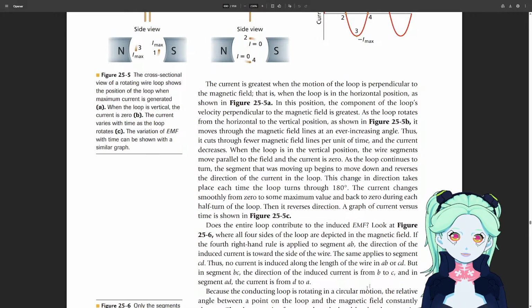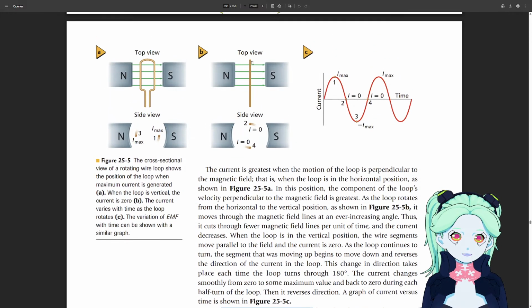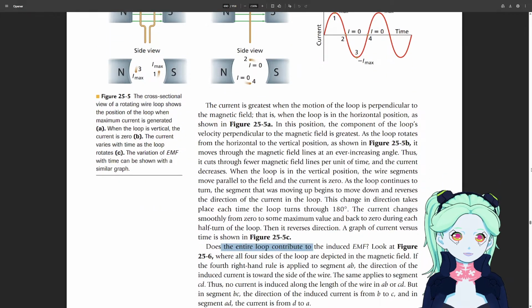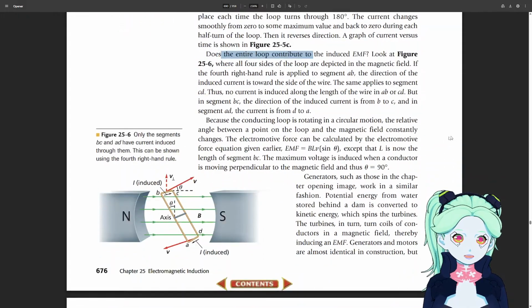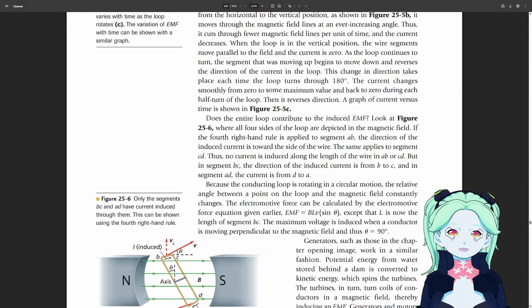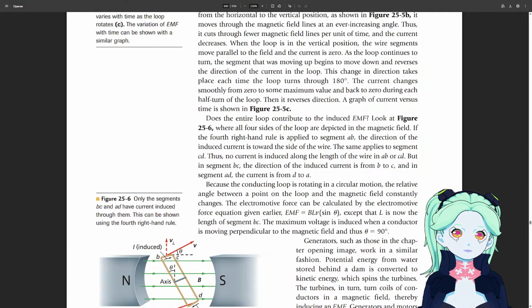Does the entire loop contribute to the induced EMF? No, it's just the sides that are inside of the magnetic field. Look at figure 25.6, where all 4 sides of the loop are depicted in the magnetic field.